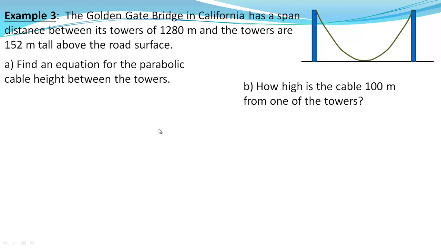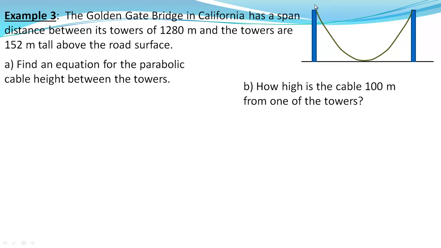Example number 3 on the third page, the Golden Gate Bridge in California has a span distance, and these are the two towers. So we sort of see a cross-sectional view of the bridge here. This would be the road here. Here are the towers, and this is the cross-sectional parabolic cables that span between the two towers. The distance between them is 1,280 meters, and the towers are 150 meters tall.